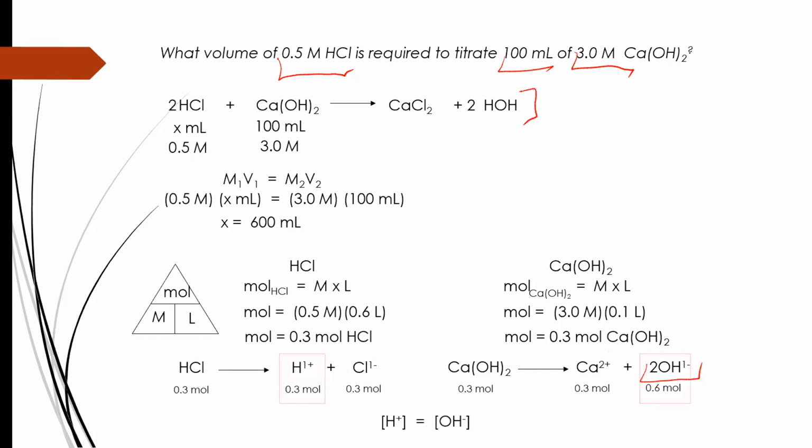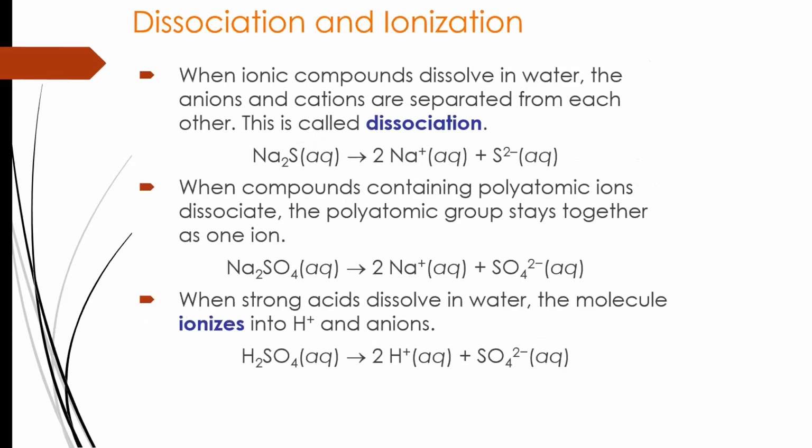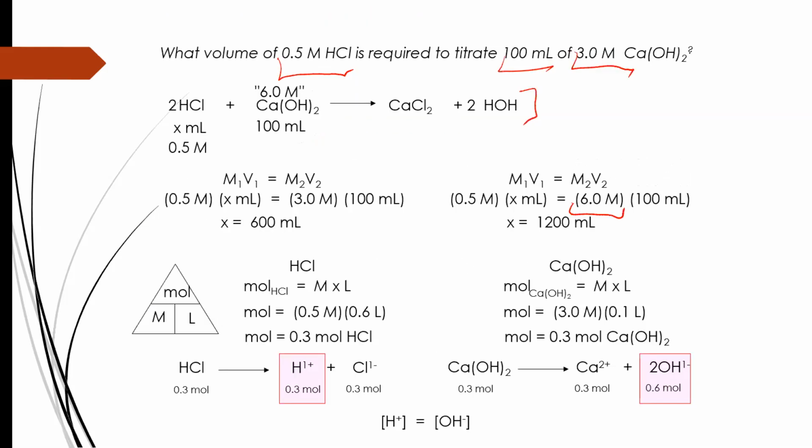So what we need to do is go back and add in more. So this one up here, instead of treating it like it's only 3 molarity, we really treat it like it's 6, in that we're going to scale it based on the fact that it makes twice as many hydroxides as it dissolves. And then we can update that and we get the correct volume that we're going to need.